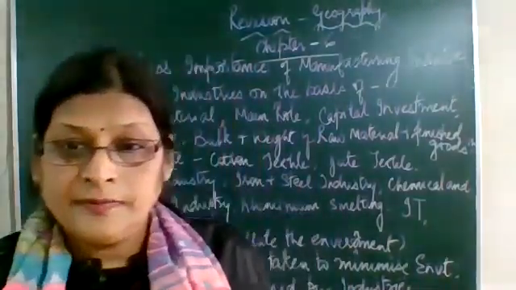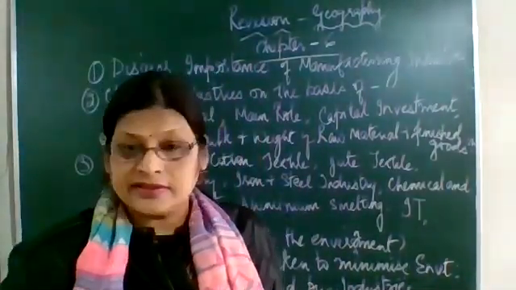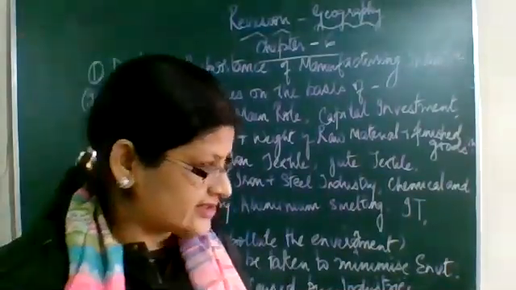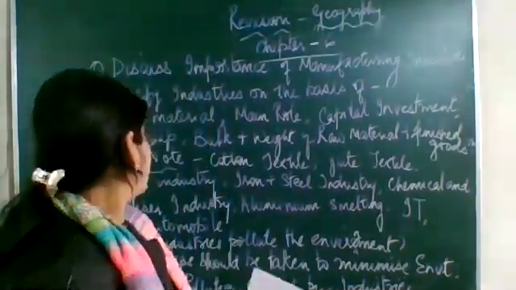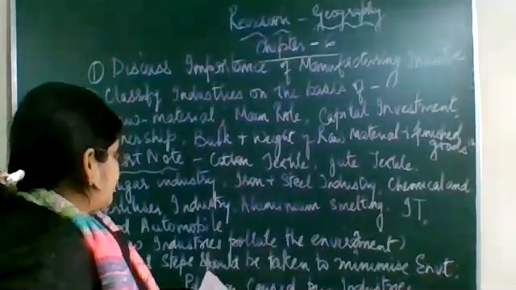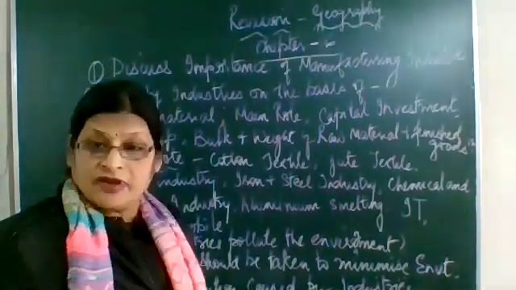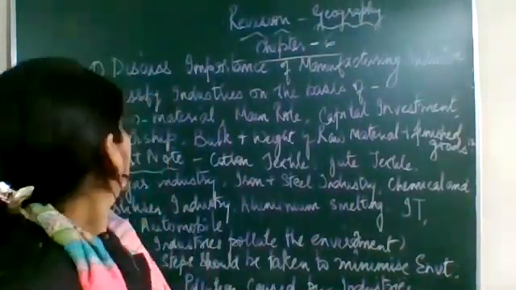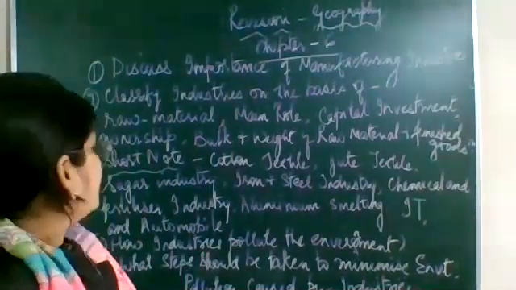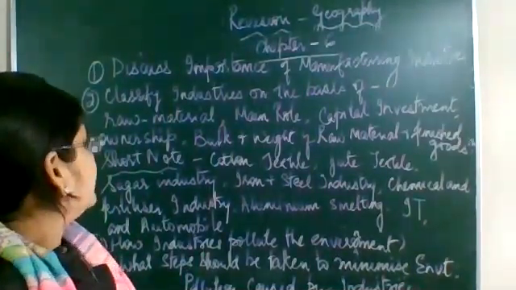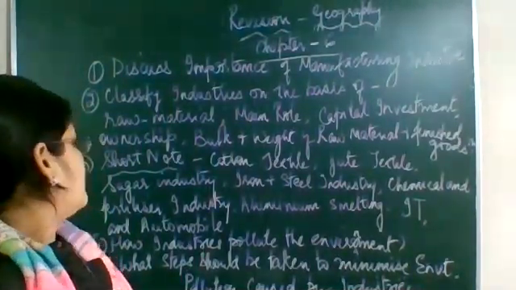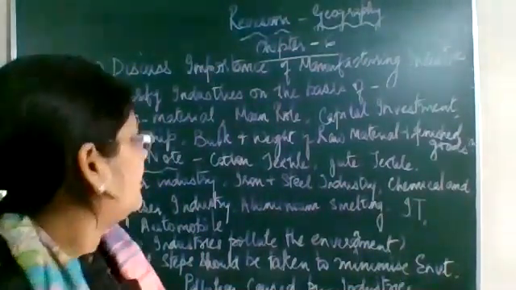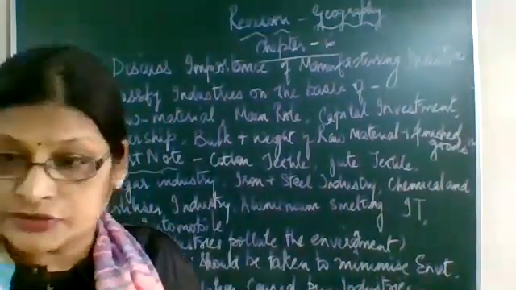Pay attention, children. This is your chapter number 6, that is third chapter, manufacturing industries. The first question is, discuss the importance of manufacturing industries. Very, very important question. Next is, classify industries on the basis of raw material, main role, capital investment, ownership, bulk and weight of raw material and finished goods.